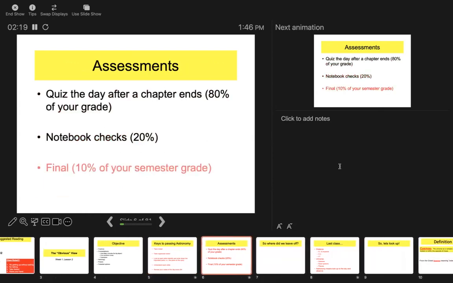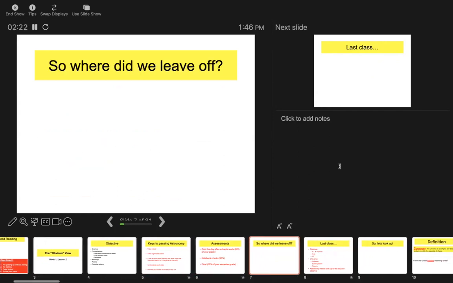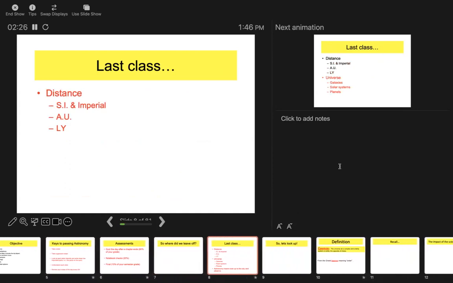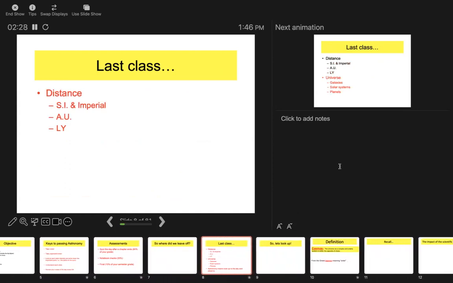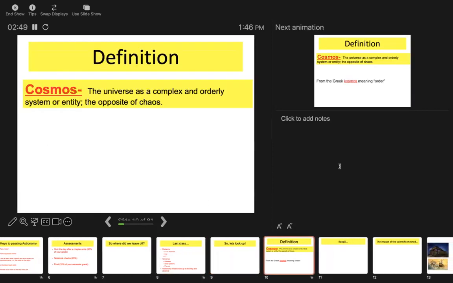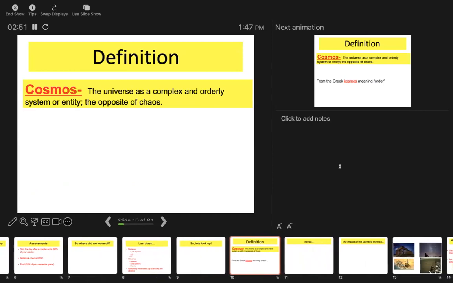Where do we leave off? Last class we talked about, last class was 2 minutes ago. We talked about those things right there in general. We talked about the universe, made up of galaxies, solar systems. Didn't necessarily say this, but inside the solar systems, you have a star and you have planets. That's what makes a solar system. And astronomy means something about looking up and explaining what you see, right? So let's look up. First new word, cosmos.